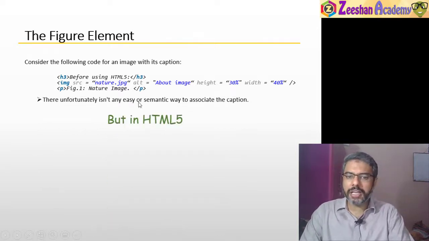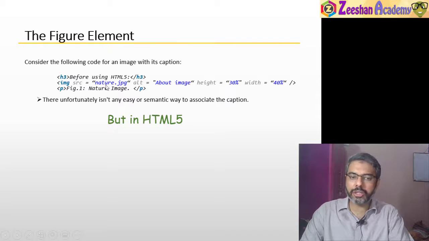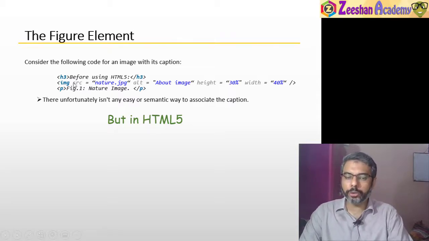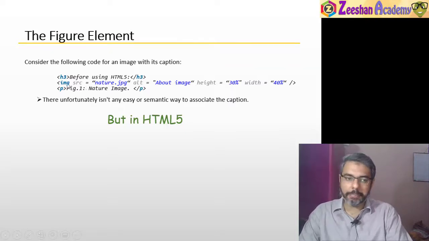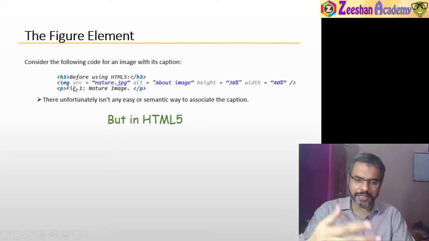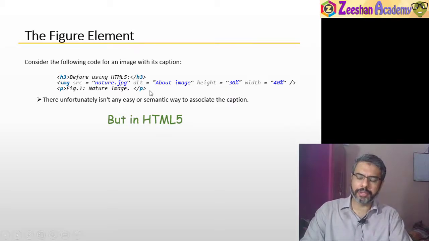There unfortunately wasn't any easy or semantic way to associate the caption with it. The caption was basically a paragraph. The image didn't have a clue that this paragraph is associated with it. We had to ensure that the layout and the structuring would resemble that the image contains a caption, and that the paragraph actually appeared as a part of the image caption. This again requires us to work on CSS and alignment and text formatting and everything of the sort.